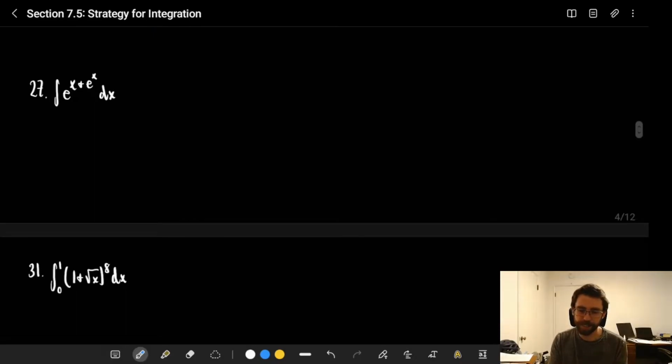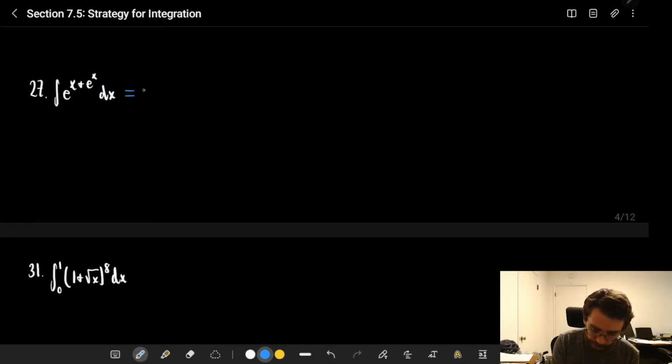Okay, 27. Let's talk about this one. This is one I have seen before, so I'm sort of prepared for it. If you're not prepared for it, it's not immediately obvious what to do. You might think u sub, but what do you do? Maybe you pick this for u, but then where's the derivative going to come in? You need a 1 plus e to the x then. Maybe you pick just e to the x, but then what do you do with the x?